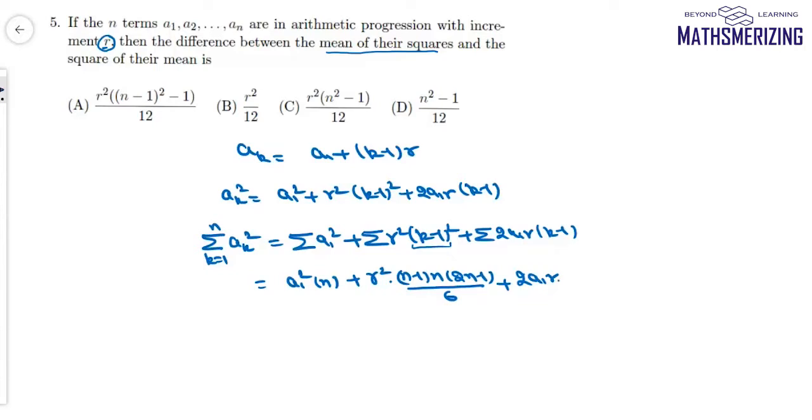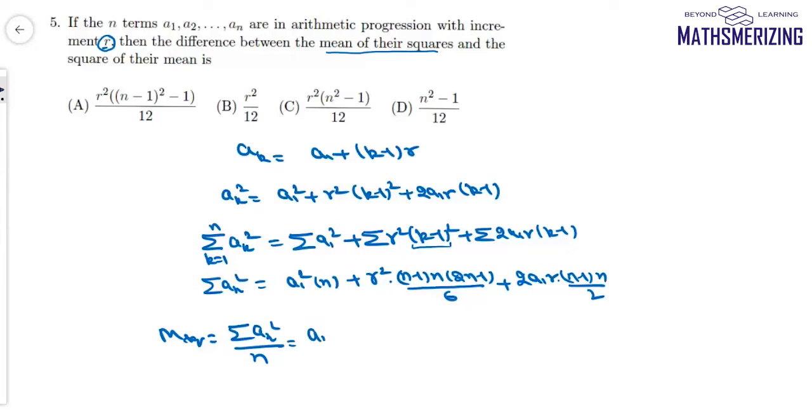So that is the sum of the first N minus 1 natural numbers. So that is (N minus 1)N by 2. Now it says difference between the mean of their squares. So that is the sum of their squares. So what is the mean of their squares? So the mean of their squares will be simply summation AK square by N.